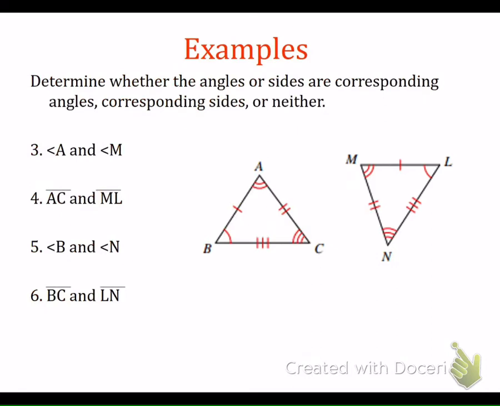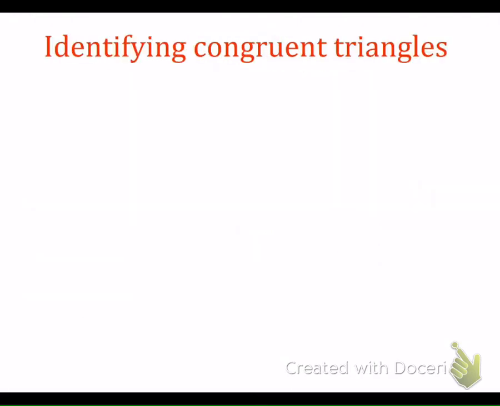Example. It says determine whether the angles or sides are corresponding angles, corresponding sides, or neither. So if you're looking at angle A and angle M. Corresponding angles. Yes, they're both angles. If they match, if they're congruent, we call them corresponding angles. So number 3, those are corresponding angles.